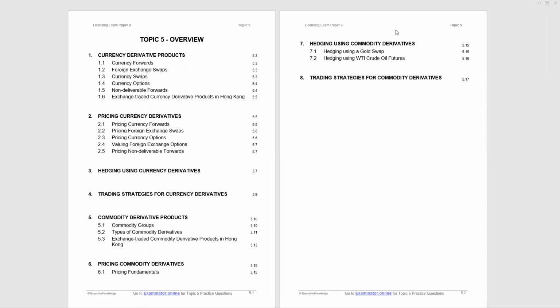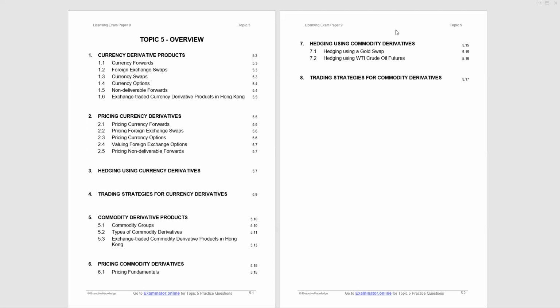Welcome to the short executive knowledge lecture on topic 5, paper 9, covering currency and commodity derivatives. Now, we will be looking at currency derivative products as listed in the contents page, pricing of currency derivatives. We'll be looking at hedging using currency derivatives and trading strategies for currency derivatives. We will then move on in section 5 to commodity derivative products.